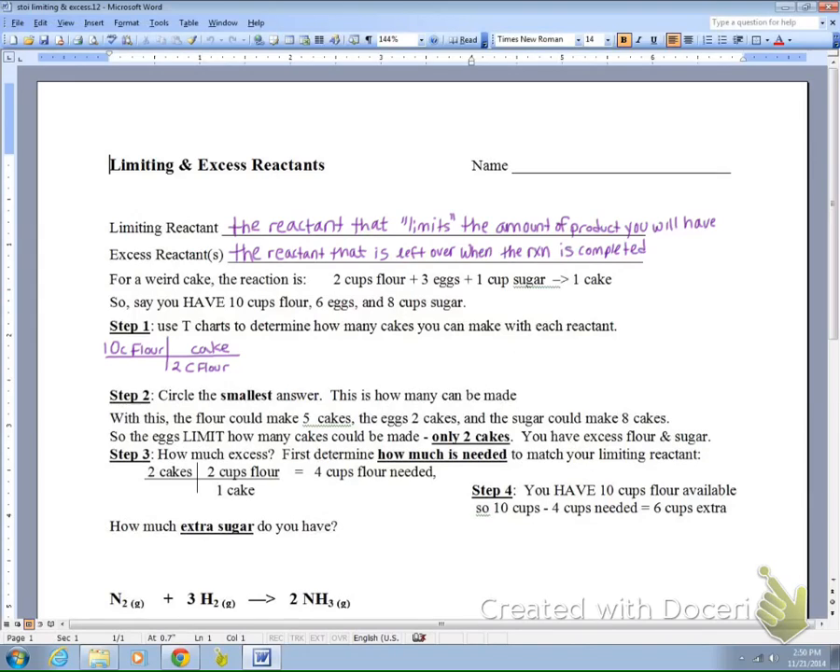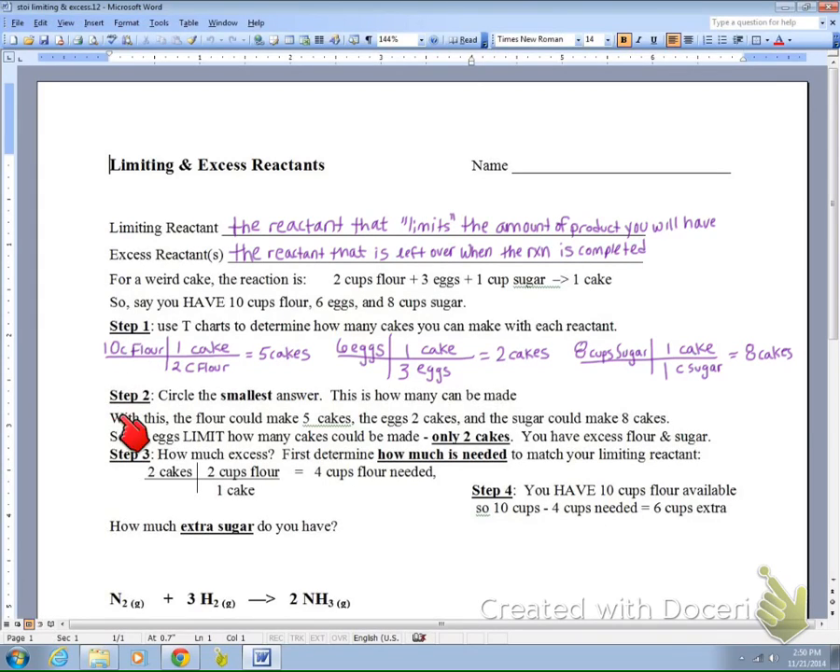I know that 2 cups of flour is equal to 1 cake, so I'm able to make 5 cakes from 10 cups of flour. With 6 eggs, I have eggs at the bottom and cake on the top, and I have 3 eggs equals 1 cake, so I'm able to make 2 cakes with my 6 eggs. And then 8 cups of sugar, and I know that 1 cup of sugar is equal to 1 cake, so I'm able to make 8 cakes.